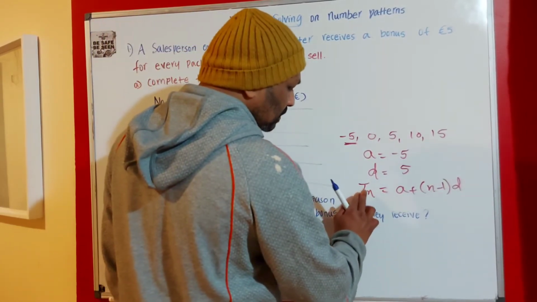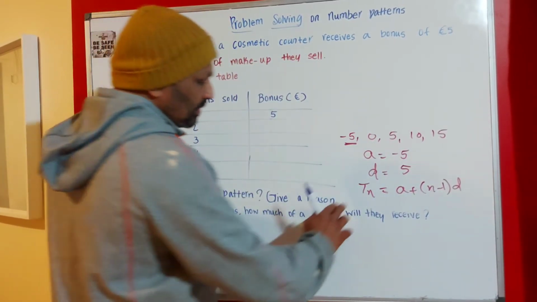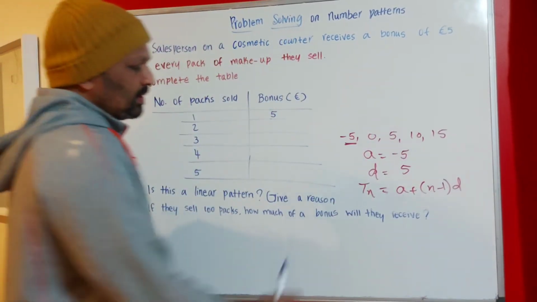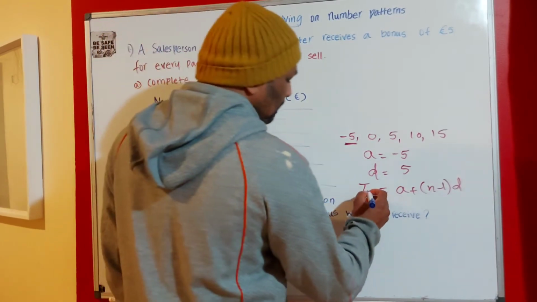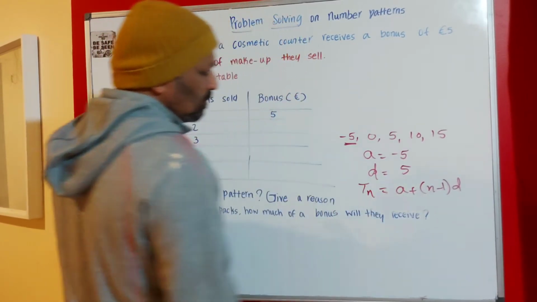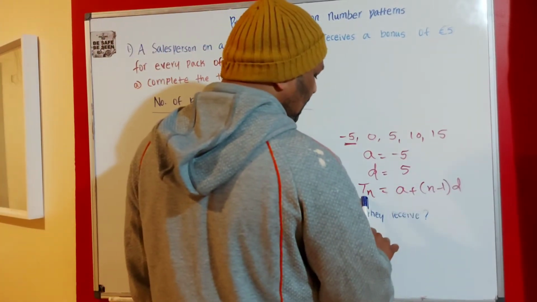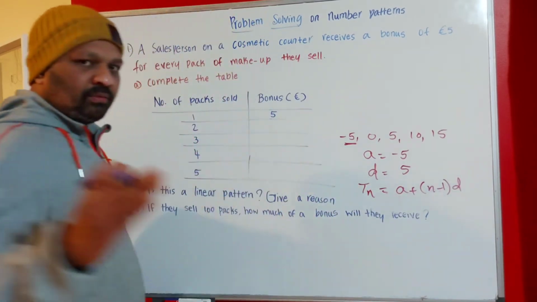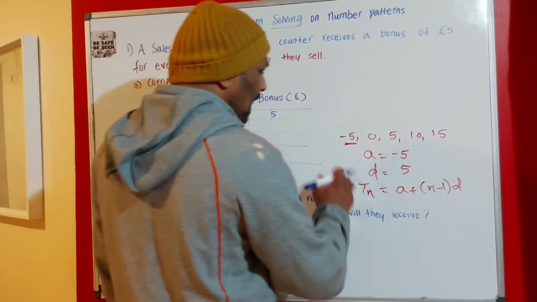If I put n as 2, this becomes T2. What is T2? T2 is 0. If I put n as 3, T3 is 5. If I put n as 4, T4 is 10. So that is what Tn is. You understand the difference between n here and Tn here. N alone goes with 1, 2, 3, 4, 5, 6, 7, and so on, and Tn is the actual term itself.